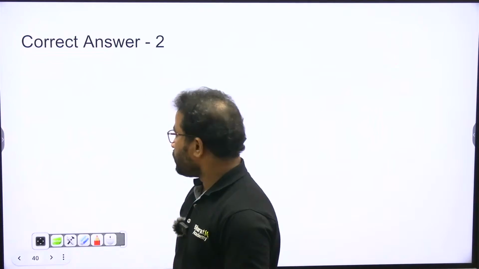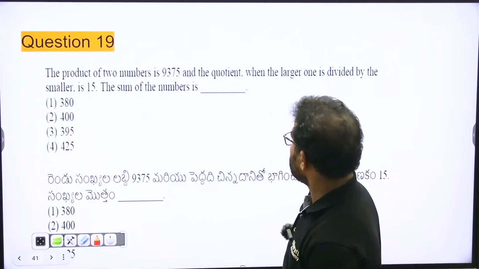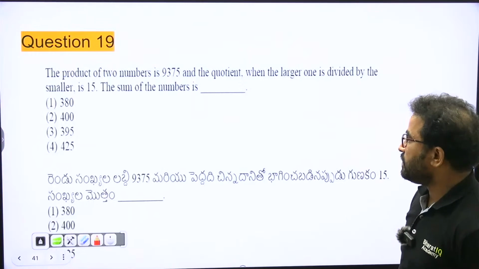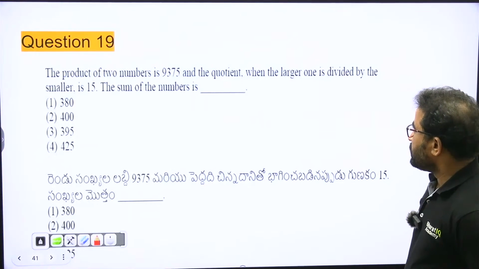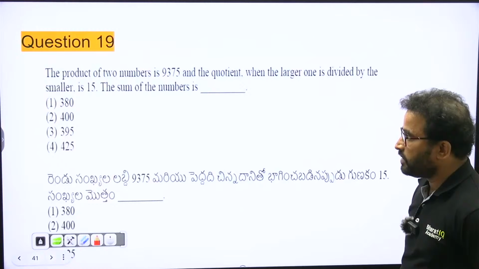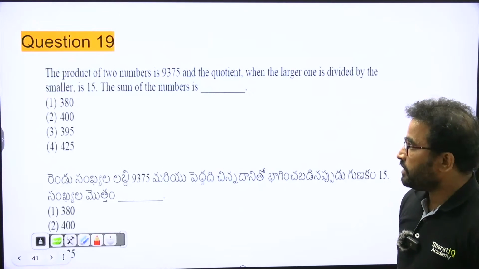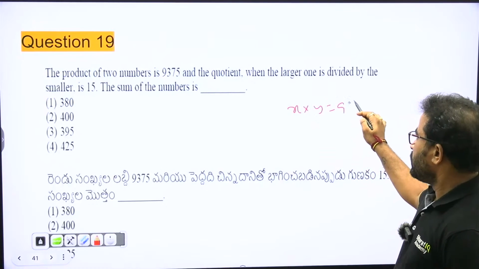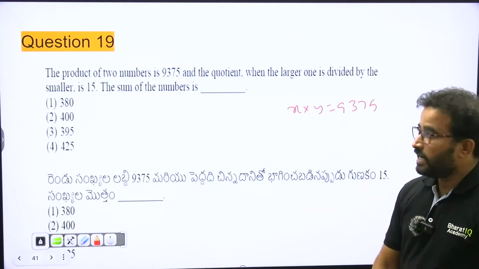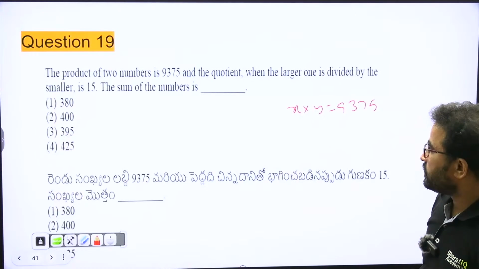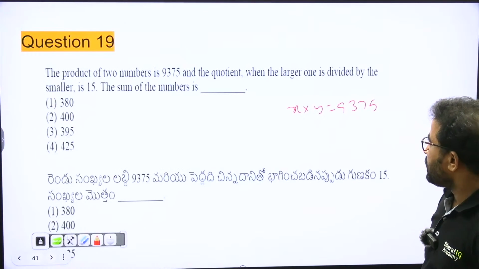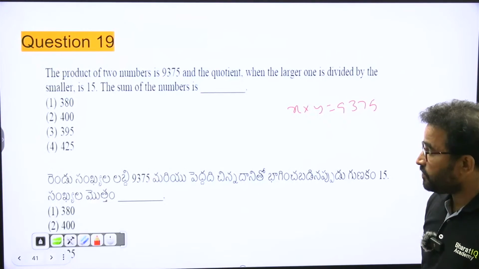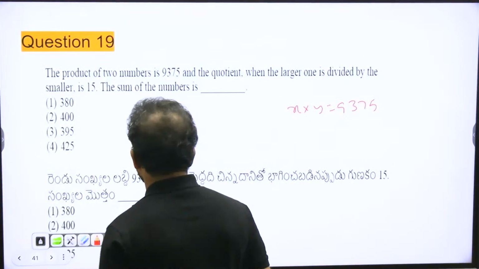Next question we can work out is this one. Which question have they given? The product of two numbers is equal to 9375 and the quotient when the larger one is divided by the smaller is 15. The sum of the numbers they are asking. Look at this one. The product of two numbers, for example if I take x into y, is equal to 9375, and the quotient when the larger one is divided by the smaller is 15. The larger one is definitely divisible by the smaller one with quotient 15, and the sum of the two numbers they are asking.